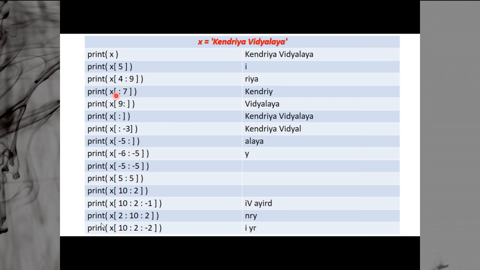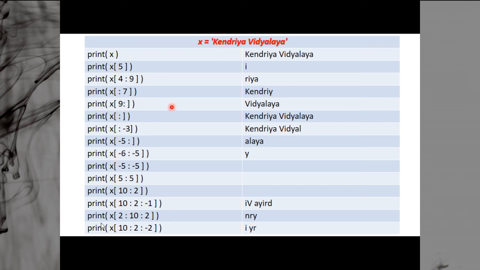Similarly, print x colon 7, start is not given. When the start is not given or when the end is not given, it is automatically treated as start will be 0 and end will be the last plus 1. So you can see here, 0 to 7, 0, 1, 2, 3, 4, 5, 6, 7, not including 7. So KENDRIY.